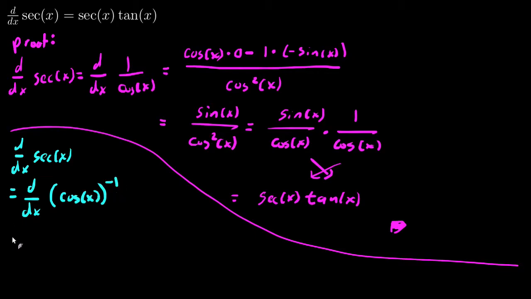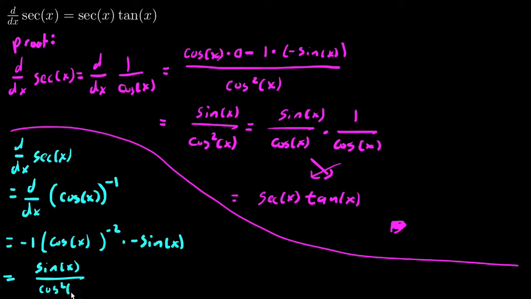So I can do chain rule. The outer function is this to the negative first power, so I have negative 1 times this to the negative second. And then the derivative of the inner function is negative sine. And the negatives make it positive. The negative exponent moves that to the bottom, and I do end up with sine of x over cosine squared x. And I'll put a little ellipsis, dot, dot, dot. That's where we were here. I can finish it off.